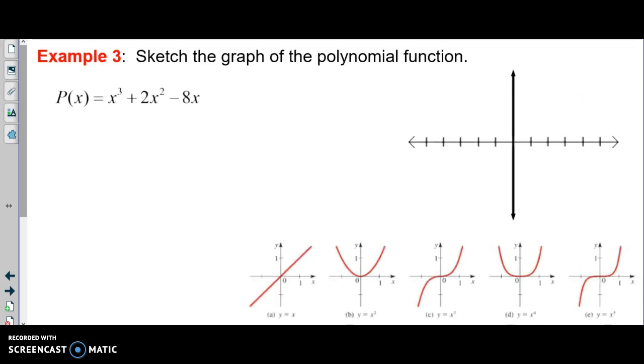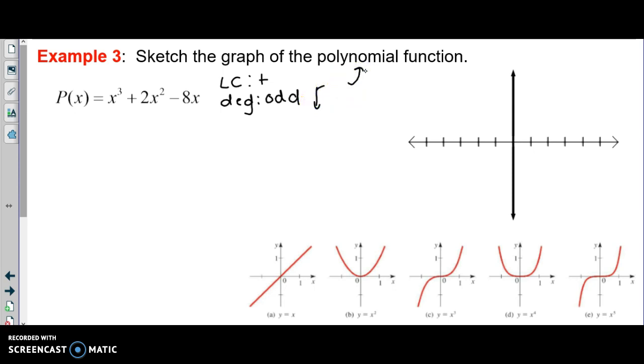Okay, let's look at this one. Sketching the graph again, x cubed plus 2x squared minus 8x. First thing I want to go ahead and list out is its leading coefficient sign. It's going to be positive. And then I also want to list out what its degree is going to be. So the highest degree I have here is going to be an odd degree. So I know that my graph is going to go down first and then up.